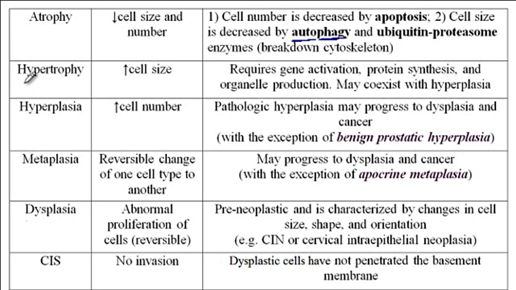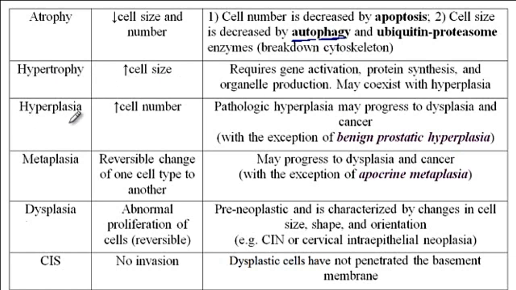The other term is hypertrophy, where there would be increase in cell size, for which it requires activation of genes, which will increase the protein synthesis as well as organelle production. And at the same time, there could be hyperplasia that is present with the hypertrophy. So one example of hypertrophy is, for instance, your skeletal muscles. After you work out, your muscle size increases. And so that's an example of hypertrophy.